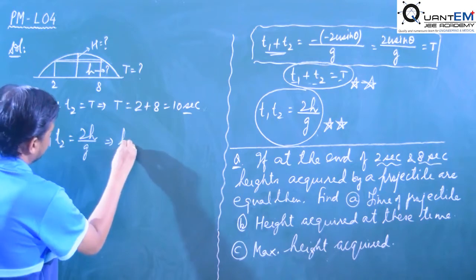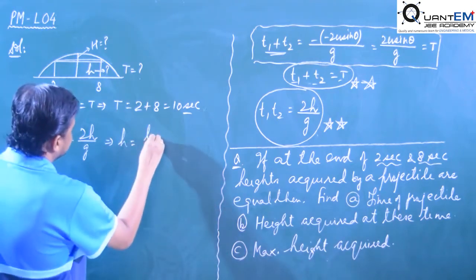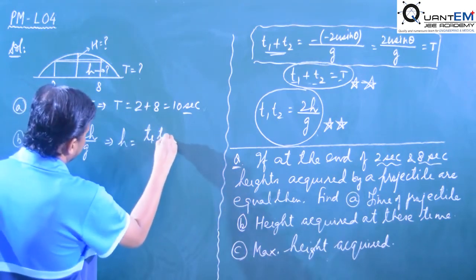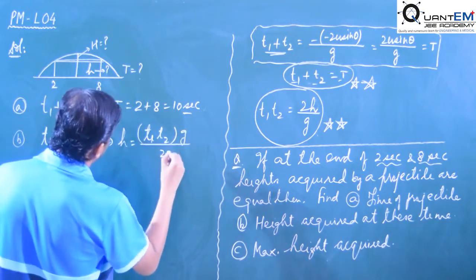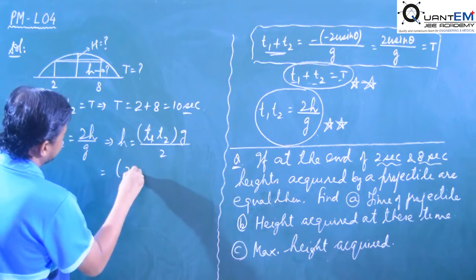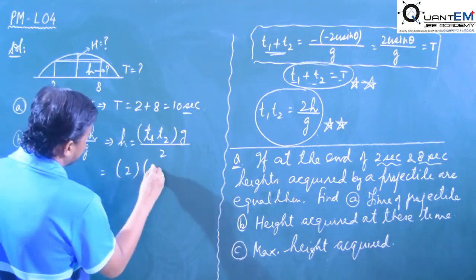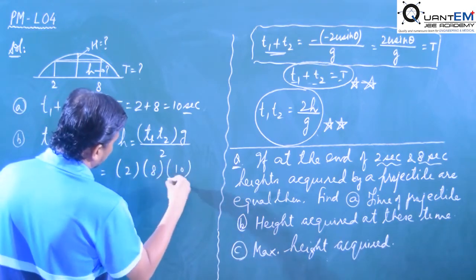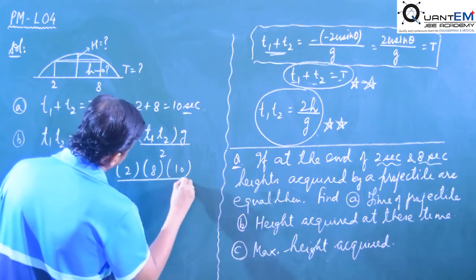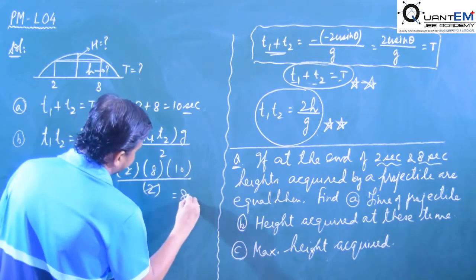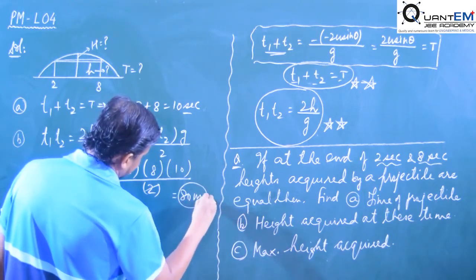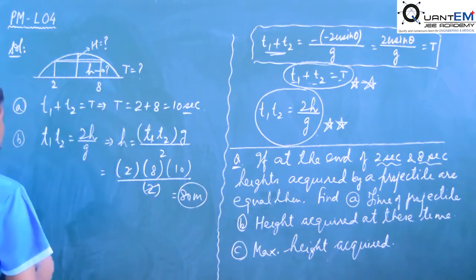What is the value of h here? It is t1 t2 g by 2. So t1 is 2 second, t2 we have 8 second, acceleration due to gravity g is 10, and 2. So we get the result 80 meter.